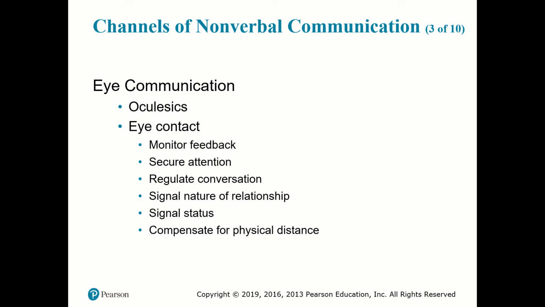You can also use eye contact to secure attention, to get someone's attention to look at us. If they offer any eye contact at all, usually that's a good way to draw someone in. To regulate a conversation, to show who's in charge of that conversation and when it's whose turn to speak. To signal the nature of a relationship is another thing that we can do. To signal status.